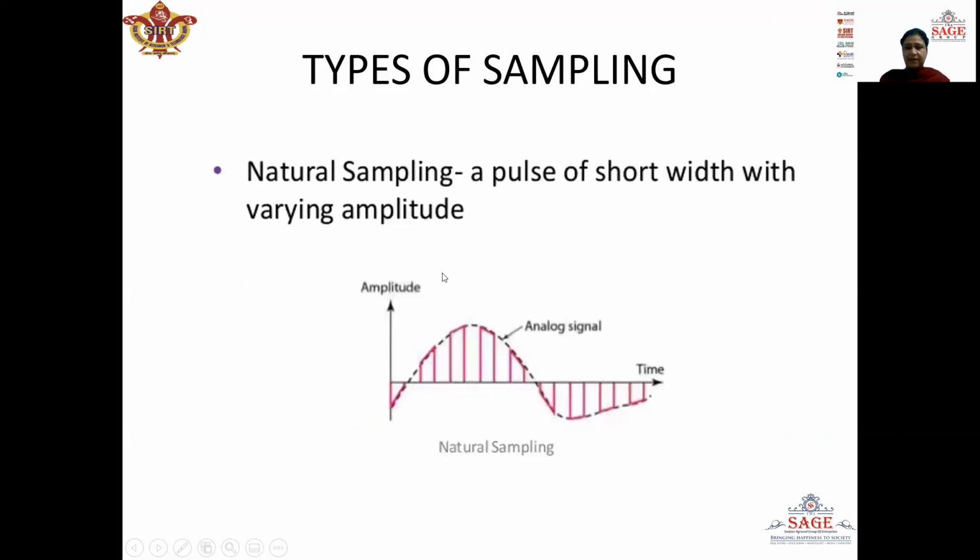The next sampling method is natural sampling. Here we consider a pulse of short width with varying amplitude. Here we can see that we have a train of pulses which are located at an interval of sampling interval Ts, and the amplitude of each pulse varies according to the amplitude of the message signal. The tops of the pulses are not flat. They change as the message signal varies with time.